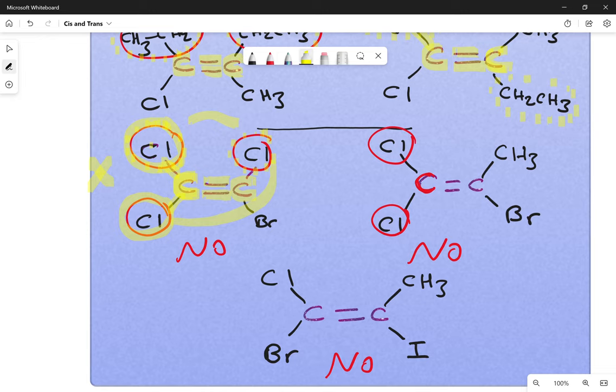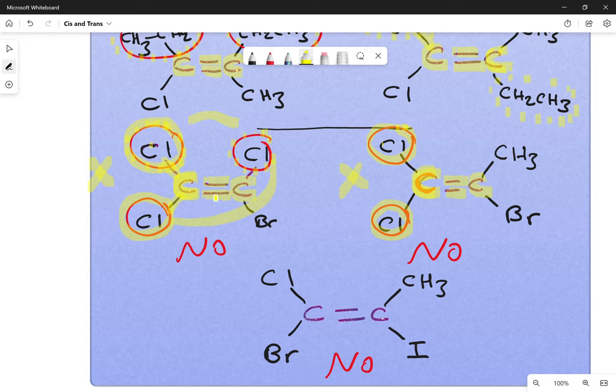Another example, I have C double bond C, beautiful. And then I have a Cl and I have another Cl. But be careful, both of them are on the same carbon. Again, two elements or two groups on the same carbon of the double bond, they are not cis or trans.